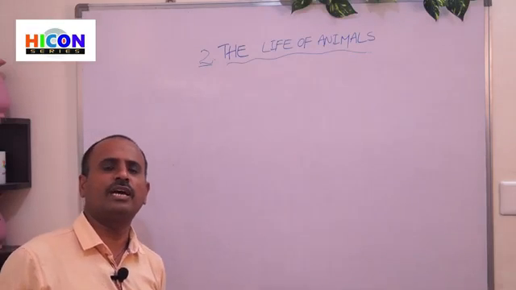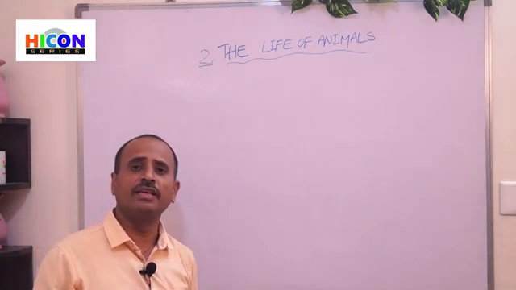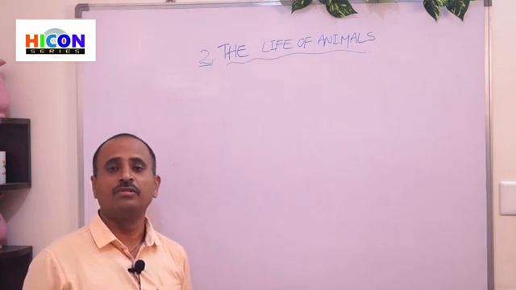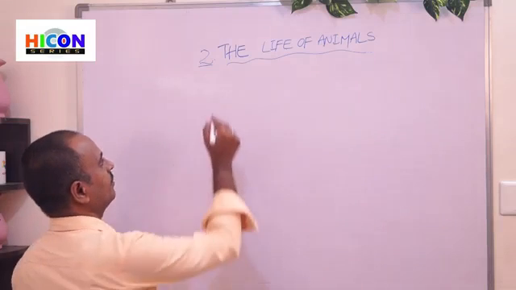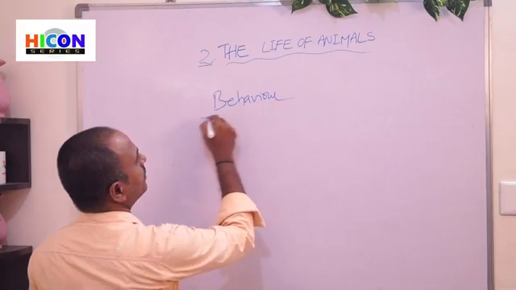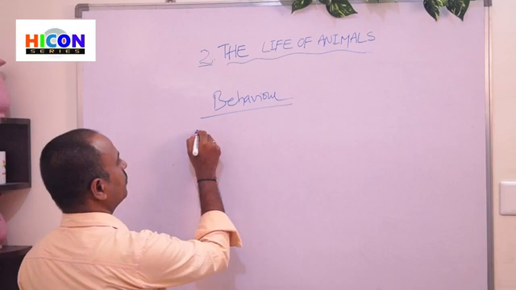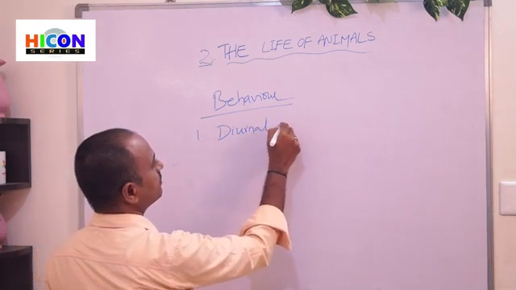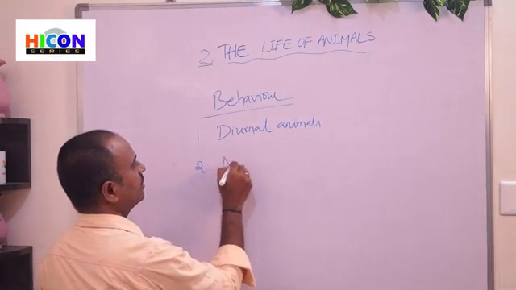Children, up to now we have discussed different types of animals based on their movement and based on their respiration. Now we will discuss the different types of animals based on their behavior. Based on the behavior of animals, they are classified into two types. The first one is diurnal animals, and the second one is nocturnal animals.